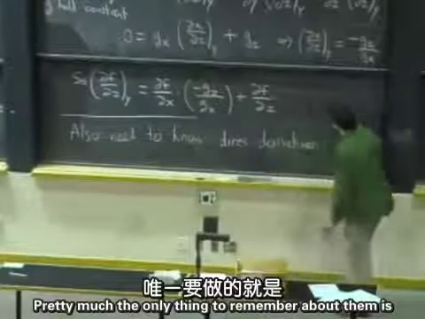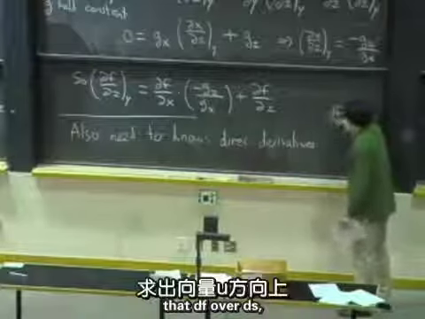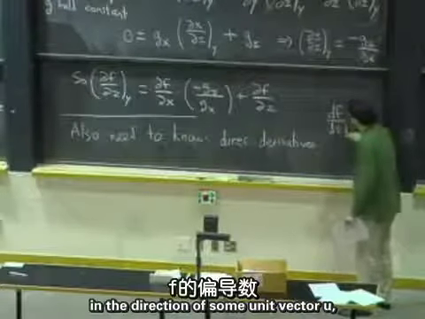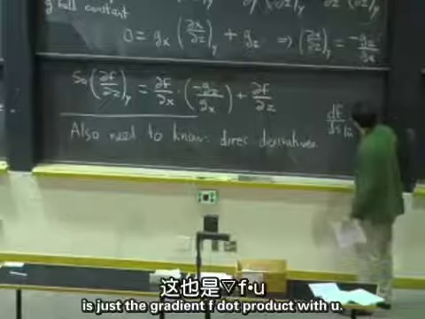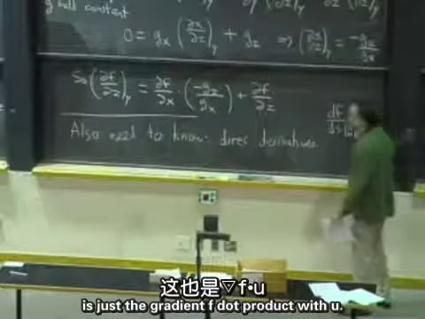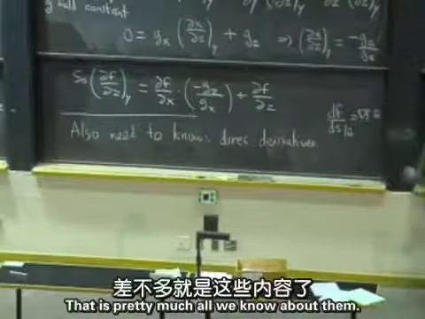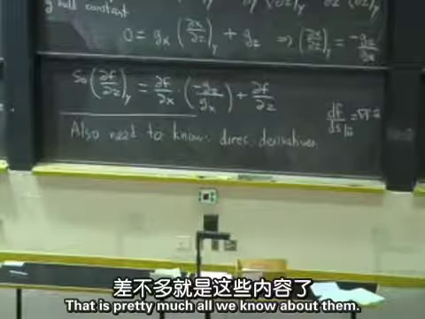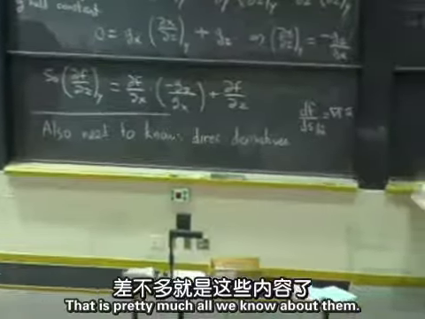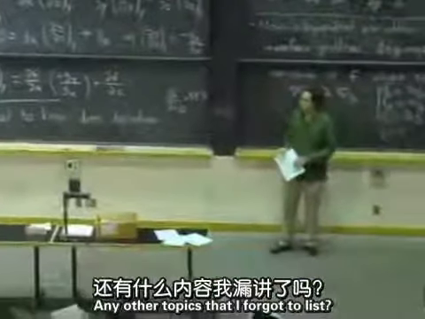Okay, pretty much the only thing to remember about them is that df ds in the direction of some unit vector u is just the gradient of f dot product with u. So that's pretty much all we know about them. Any other topics that I forgot to list?